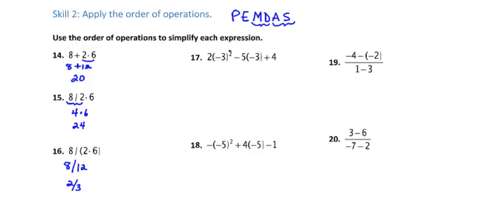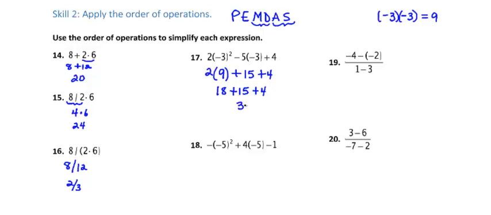2 times negative 3 squared minus 5 times negative 3 plus 4. We simplify the exponential expressions first. Negative 3 squared is positive 9, right? That's negative 3 times negative 3. Minus 5 times negative 3, we can go ahead and simplify that to be plus 15 plus 4. So then we have 18 plus 15 plus 4, which is 33 plus 4, which is 37.